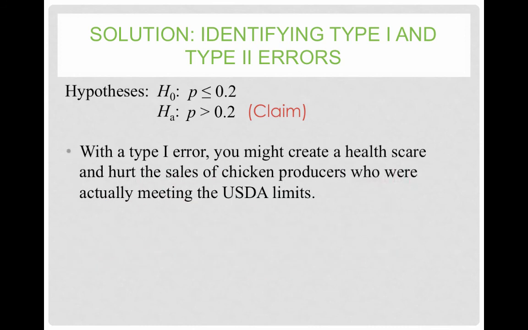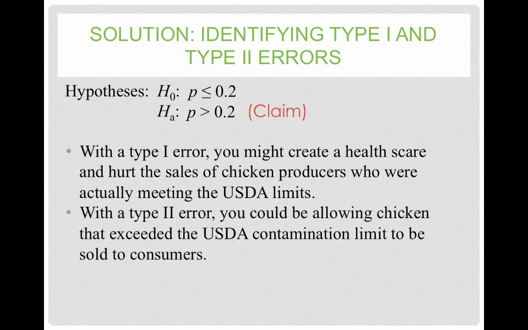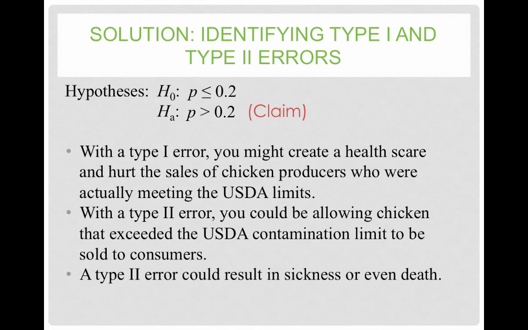With a type 1 error, you might create a health scare and hurt the sales of chicken producers who are actually meeting the USDA limits. But with a type 2 error, you could be allowing chicken that exceeded the USDA contamination limit to be sold to consumers. So clearly, what's worse here? A type 2 error could result in sickness or even death, so it's definitely worse in this situation.